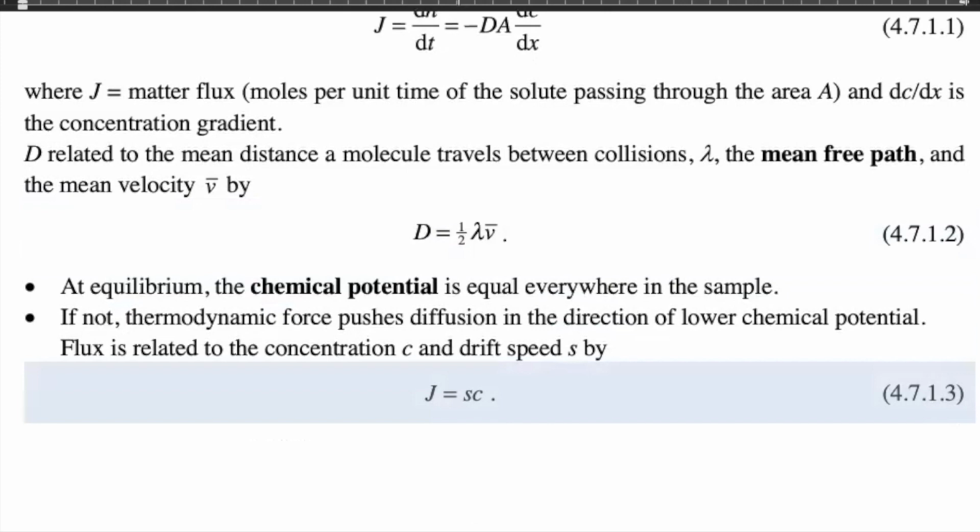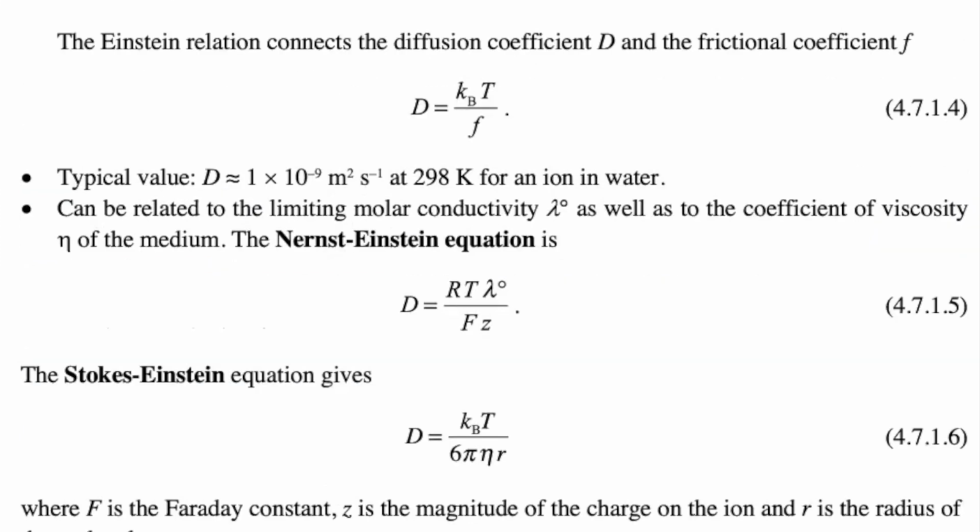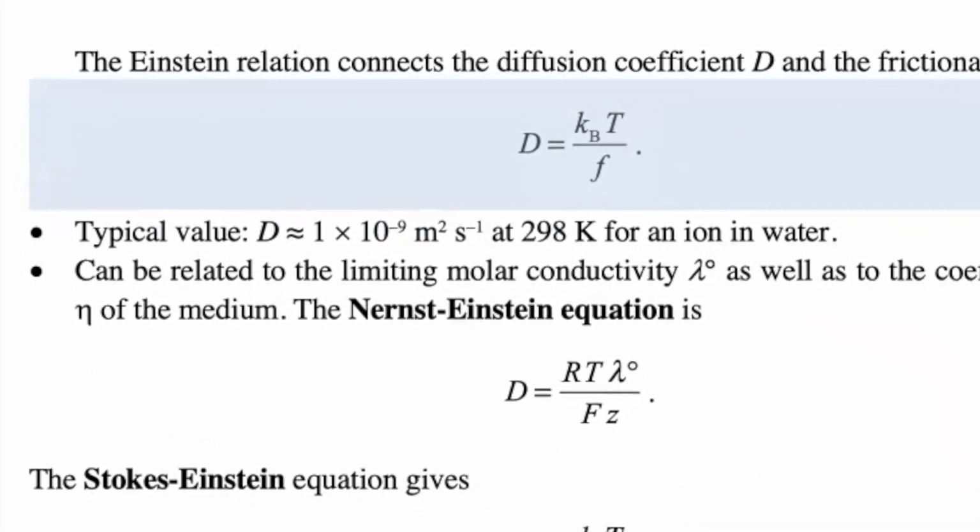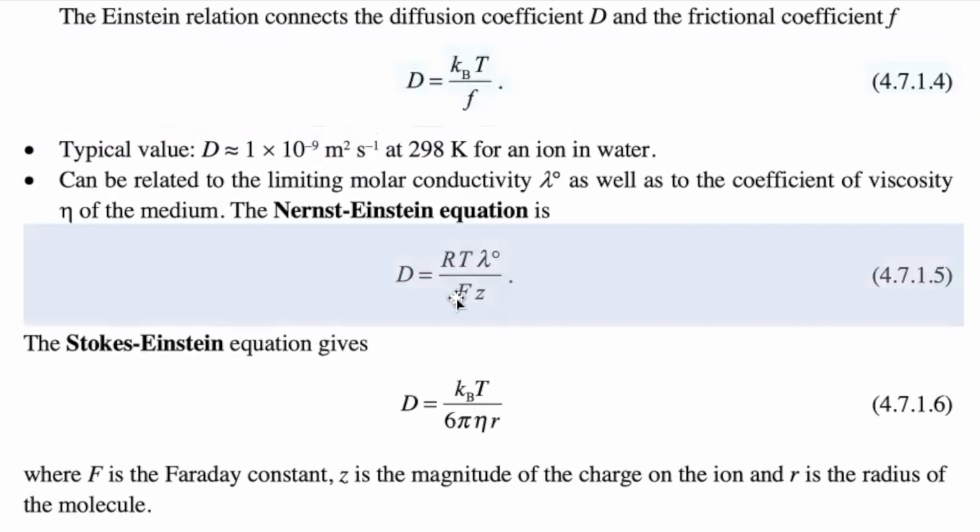Flux of molecules is related to the concentration of those molecules times their drift speed. In the Einstein relation, you connect the diffusion coefficient to the friction coefficient. So larger friction in a sample, smaller diffusion coefficient. That kind of makes sense. In a system that has a charge, charge Z, you can relate the diffusion coefficient to that charge and the limiting molar conductivity. So diffusion is one way you can move around charge in a solution.